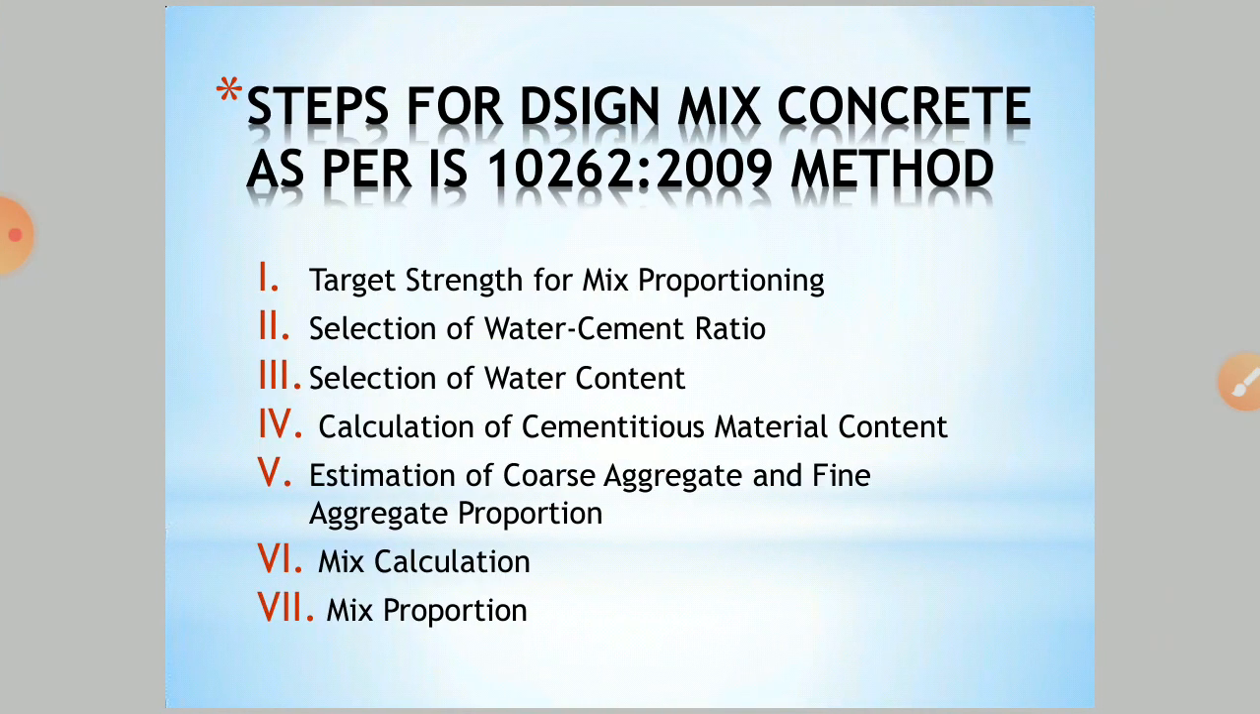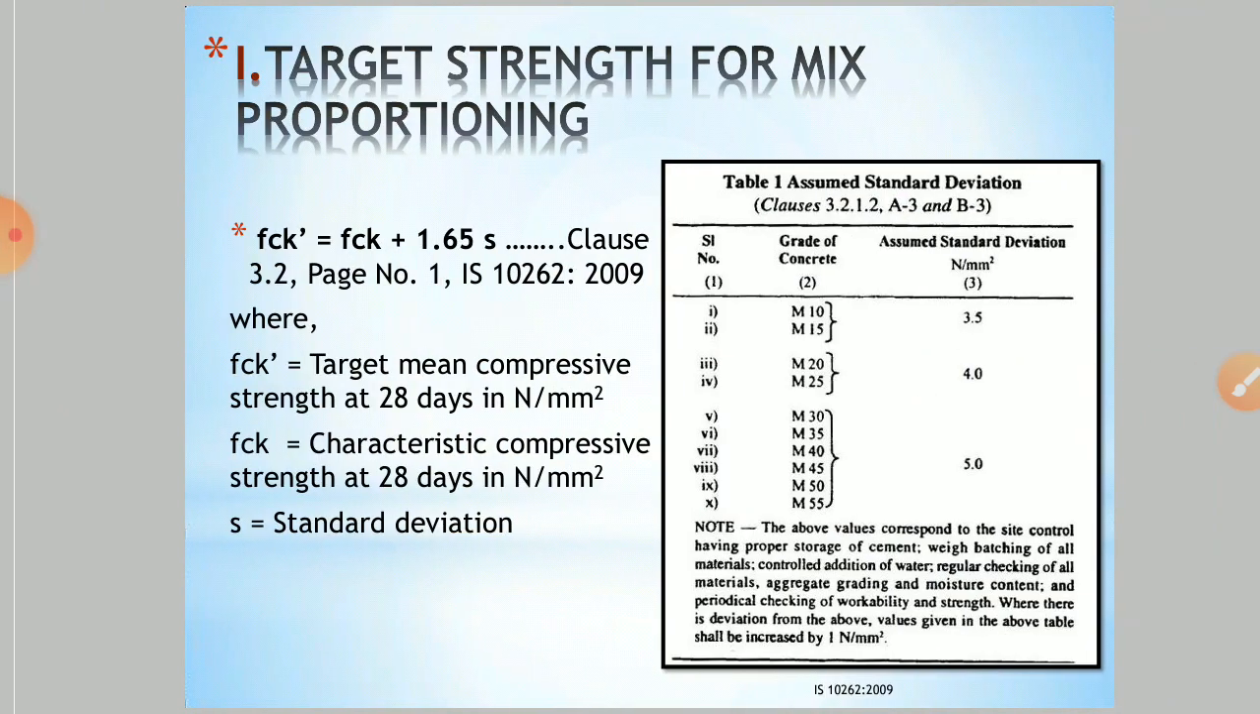Now next is, what are the steps for design mix concrete as per the IS 10262 2009 method. First one is, we have to calculate target mean strength for mix proportioning. Second, selection of water cement ratio. Third, selection of water content. Fourth, calculation of cementitious material content. Fifth, estimation of coarse aggregate and fine aggregate proportion. Sixth, mix calculation. And seventh, mix proportion. Now we will see these steps one by one.